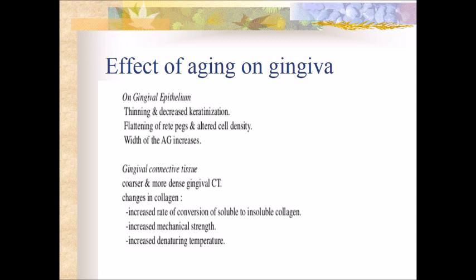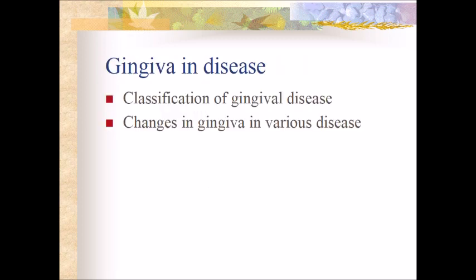Gingival connective tissue. The effect of aging on gingival connective tissue is that it becomes coarse and more dense. Changes in the collagen will be there: increased rate of conversion of soluble to insoluble collagen, increased mechanical strength, and increased denaturing temperature of the protein, that is collagen.